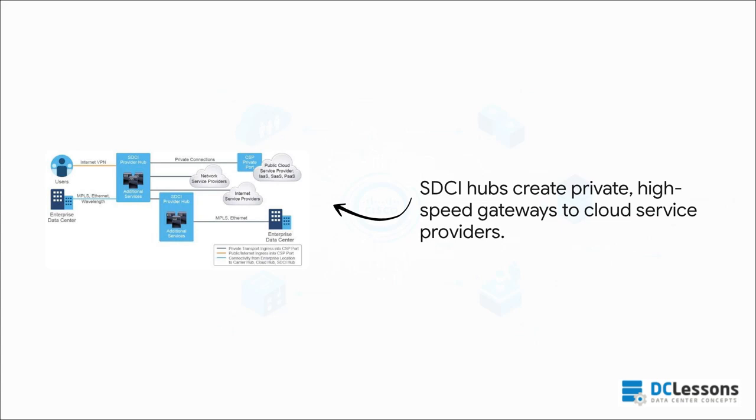So you've got a corporate data center on the left. It sets up a secure link to an SDCI provider hub. Could be over MPLS, could be Ethernet. That hub is now your gateway. From there, traffic zooms over a private, high-speed connection directly to the cloud provider, totally avoiding the public internet.